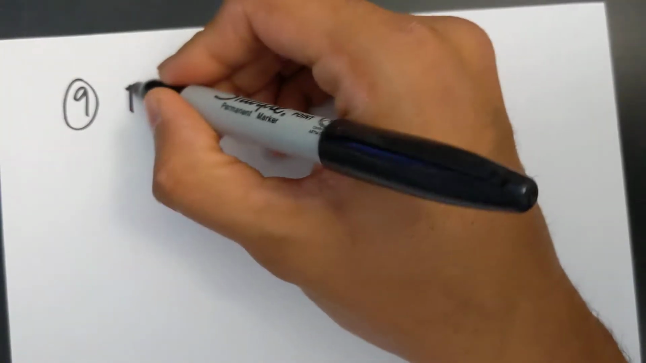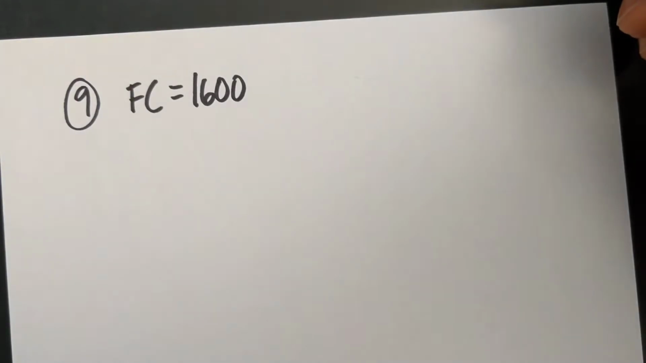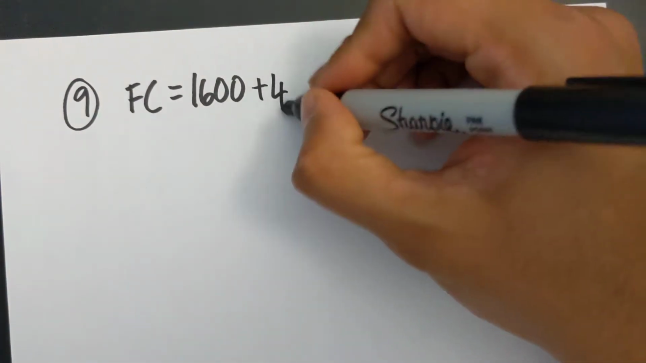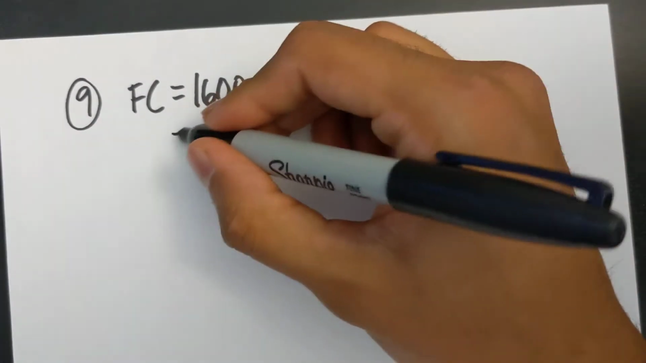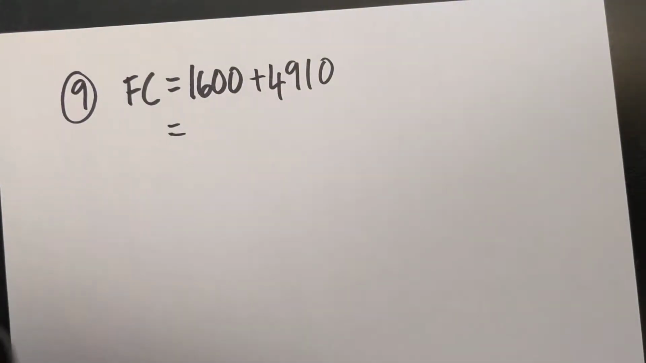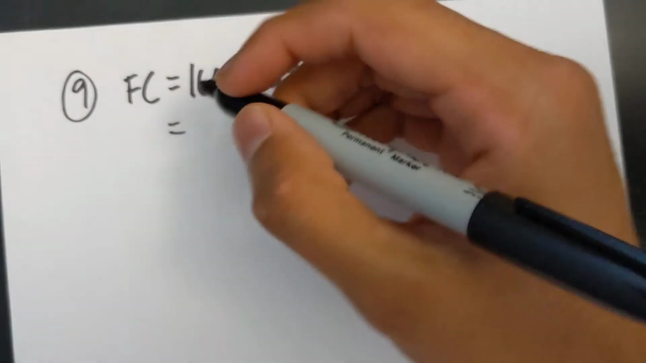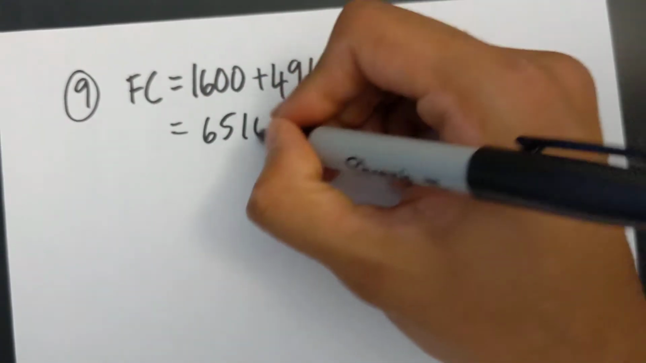So Catherine is planning to sell wedding cakes. To make the cakes, she must invest $1,600 in some special baking tools. So fixed cost is $1,600. And then she also needs to spend $4,910 to advertise. So her total fixed cost is $6,510.